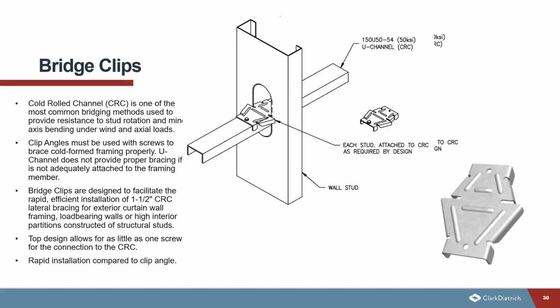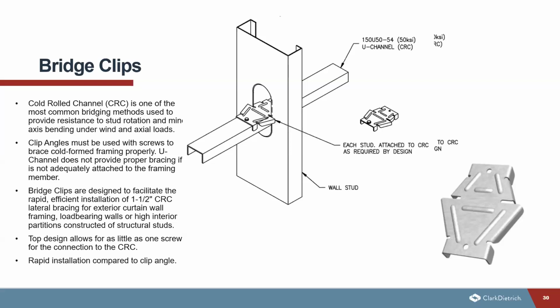And there are a couple of different bridging clip options, whether it be one like this, where it twists through the knockout of the stud and is attached to the cold roll channel, or you can use something that we just saw on the previous slide, which is just a regular L angle clip to secure one leg of the clip to the web of the stud, and then the other leg of the clip would be installed directly to the cold roll channel. So the clip angles must be used with screws to brace the cold roll steel framing properly. The bridge clips are designed to facilitate the rapid, efficient installation of 1.5-inch cold roll channel.